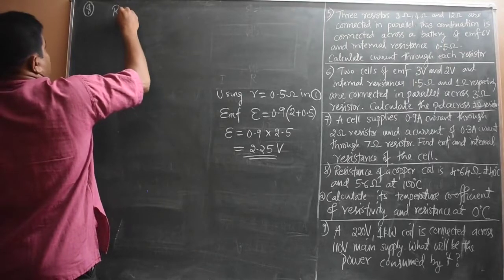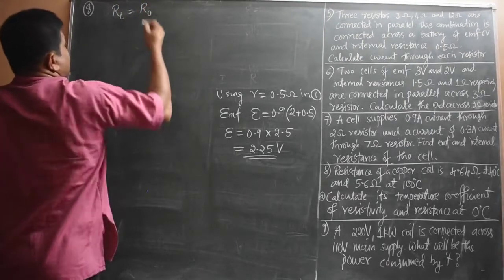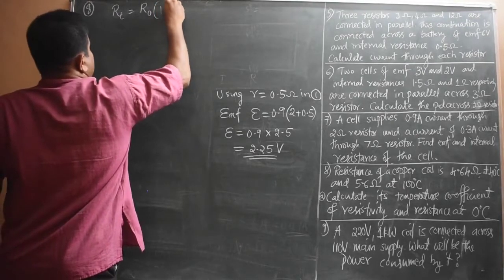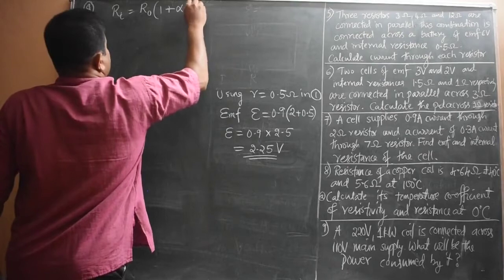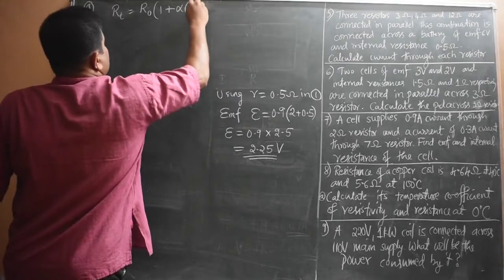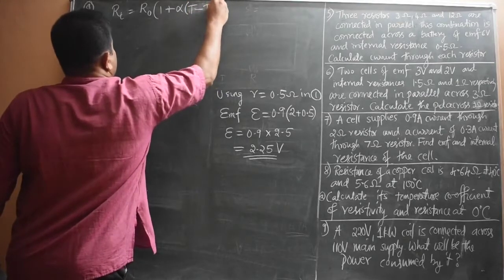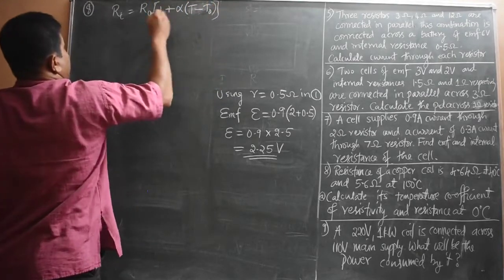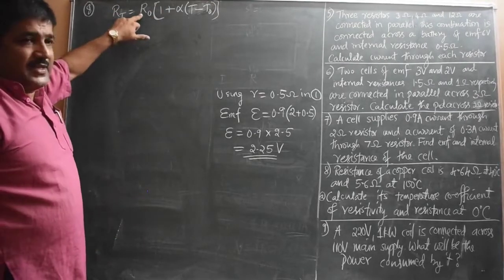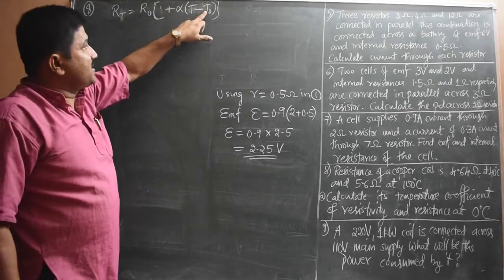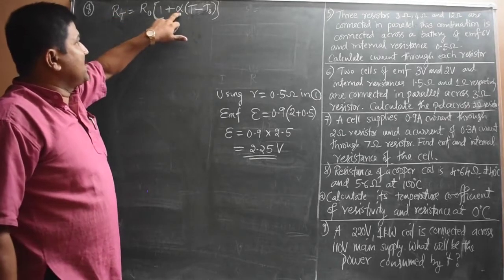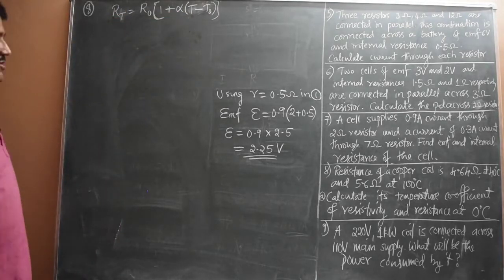Resistance at any temperature T equal to resistance at reference temperature, or 0 degrees Celsius, times (1 plus alpha into (T minus T naught)). Like this you can write. I can write in capital letters also, no problem. T minus T naught, reference temperature. So resistance at any temperature T is given by the resistance at reference temperature T naught, and this RT is the resistance at T, and alpha is the constant, that is the temperature coefficient of resistivity.